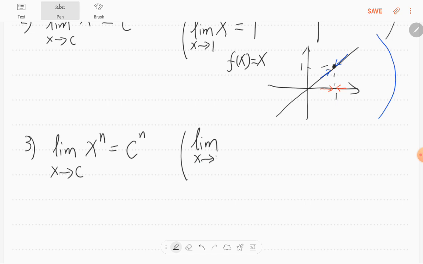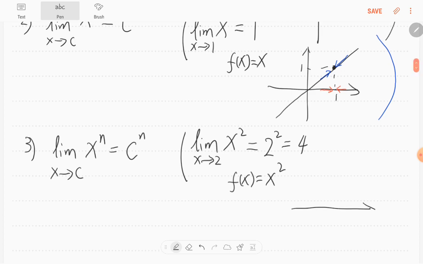The limit as x approaches 2 of x squared. This is the example at the very beginning of this part, right? Which is equal to 2 squared. So this is equal to 4. Why is this true? For this limit, we know that f of x equals x squared, right? So the graph for x squared is this one, a parabola.